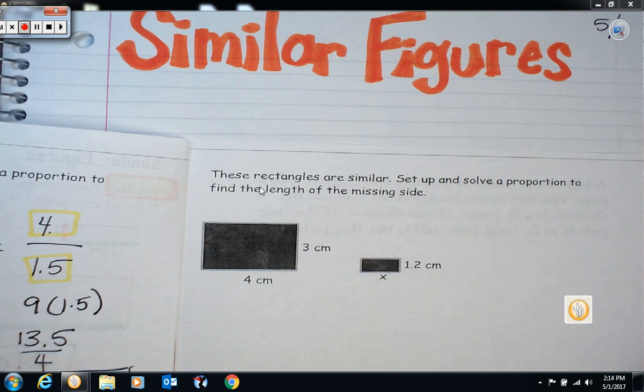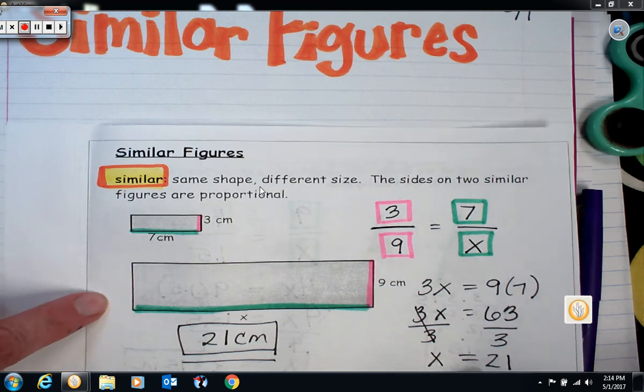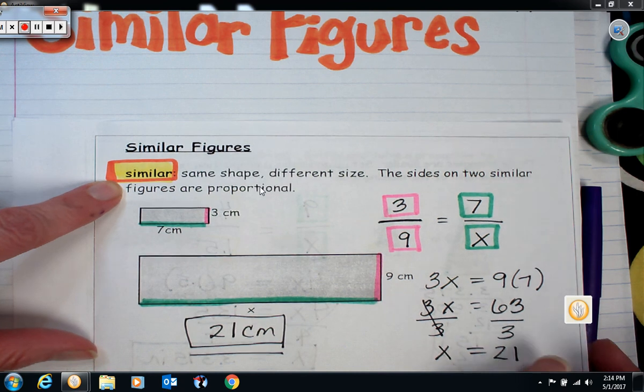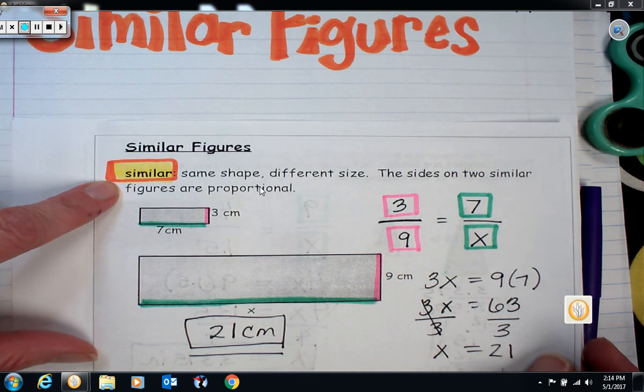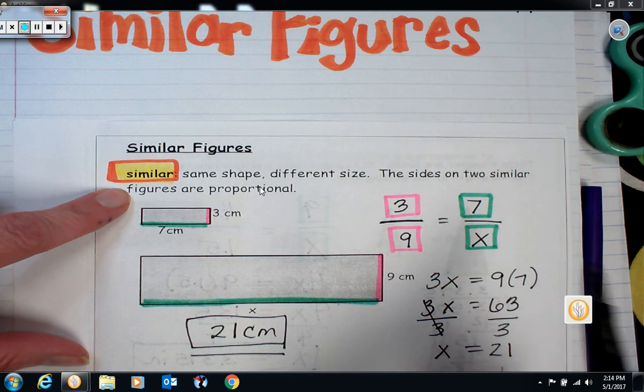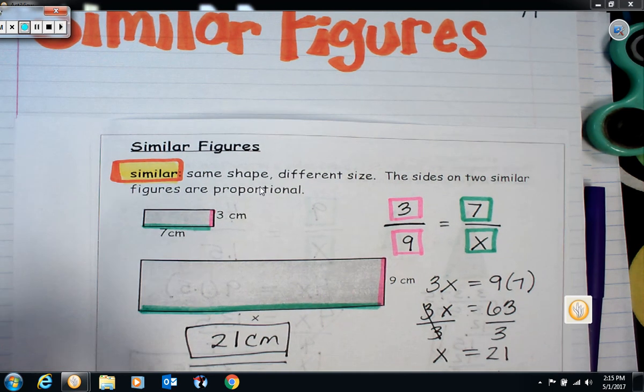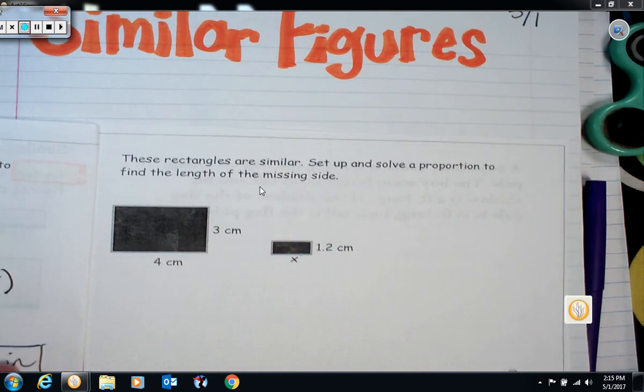All right, so today we've been talking about similar figures, and we've already solved a couple. If we review our definition of similar real fast, it means same shape, different size. And for them to be the exact same shape, that also means that their sides will be proportional. So we're going to solve this one together.